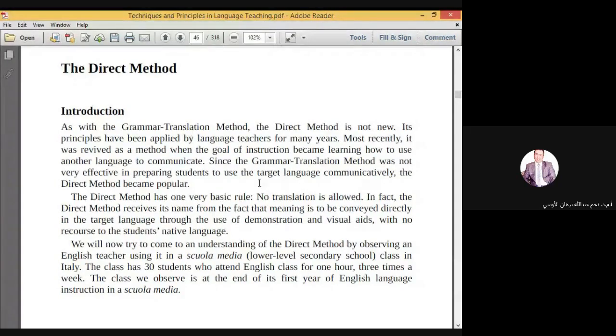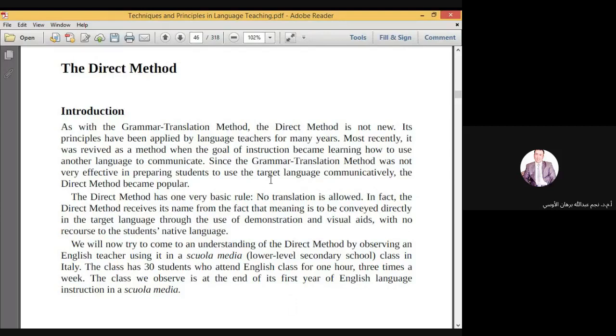As with the grammar translation method, the direct method is not new. Its principles have been applied by language teachers for many years. Most recently, it was revived as a method when the goal of instruction became learning how to use another language to communicate, since the grammar translation method was not very effective in preparing students to use the target language communicatively.